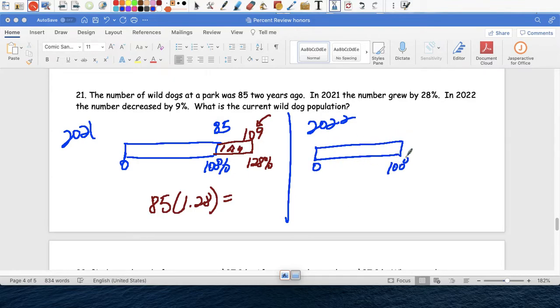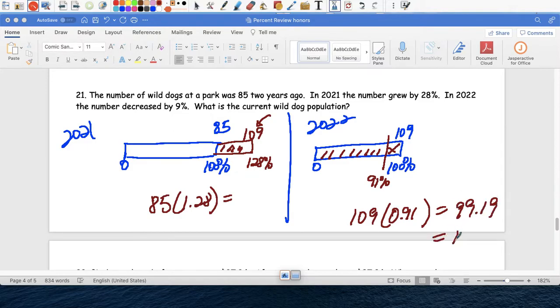0, 100%. Now 100% of the wild dogs is 109 wild dogs. And in 2022, we lost some for whatever reason. It decreased by 9%. So that population decreased, and it went from 100% to 91%. But this is what I'm interested in. What is 91% of 109? So 109 times 0.91, and let's see what our number is. That gives us 99.19, which we are going to round to 100. So there you go. Very close. 100 wild dogs.